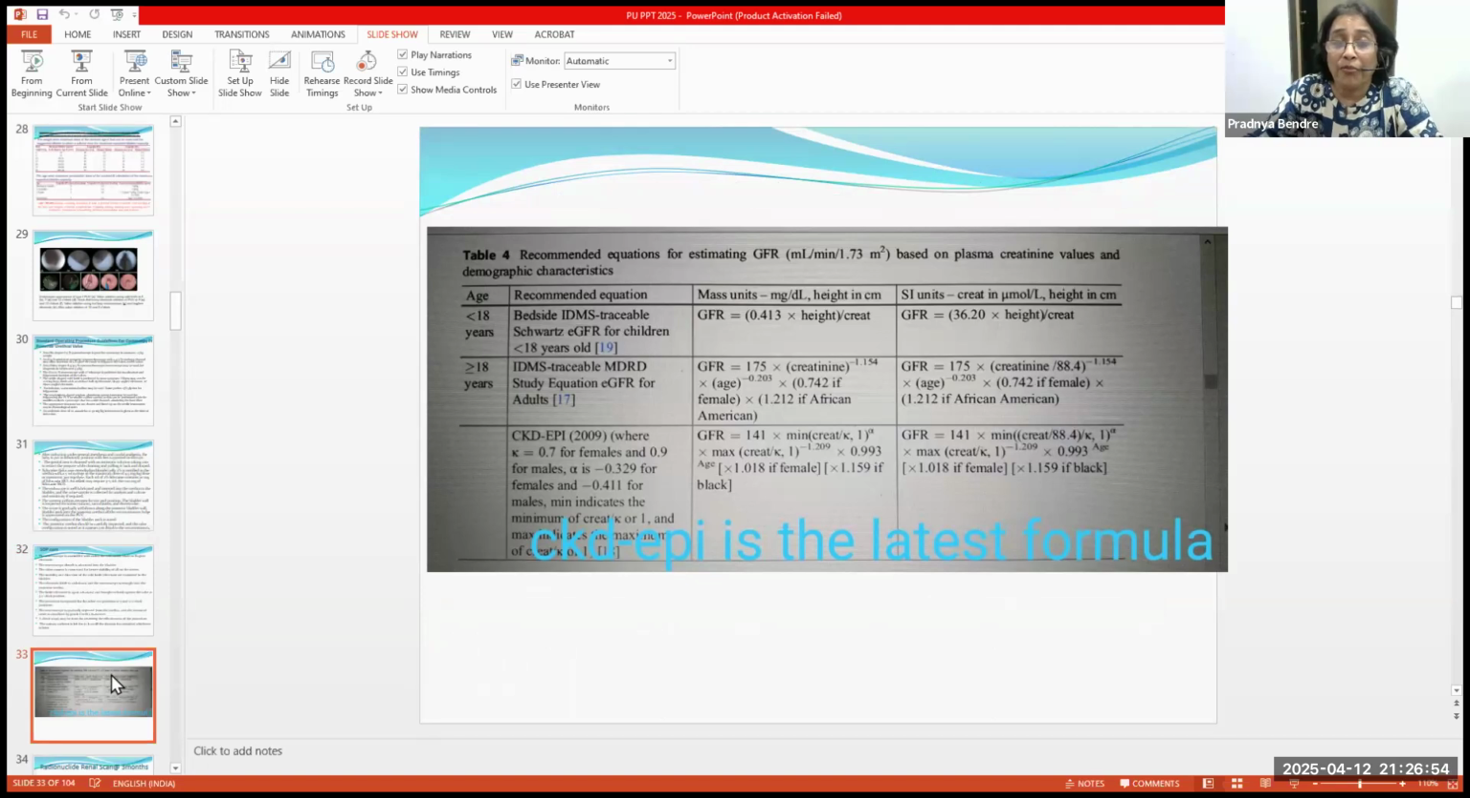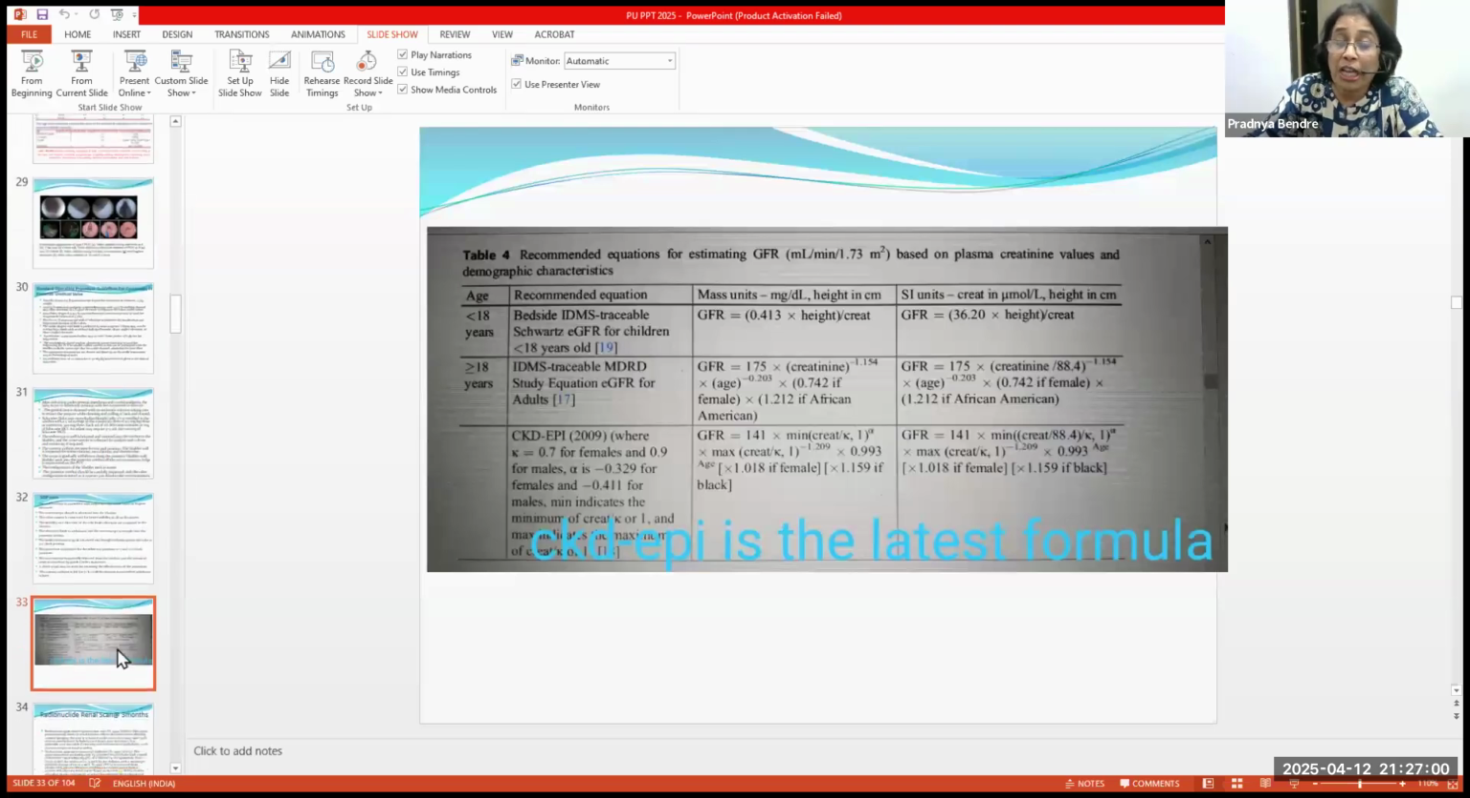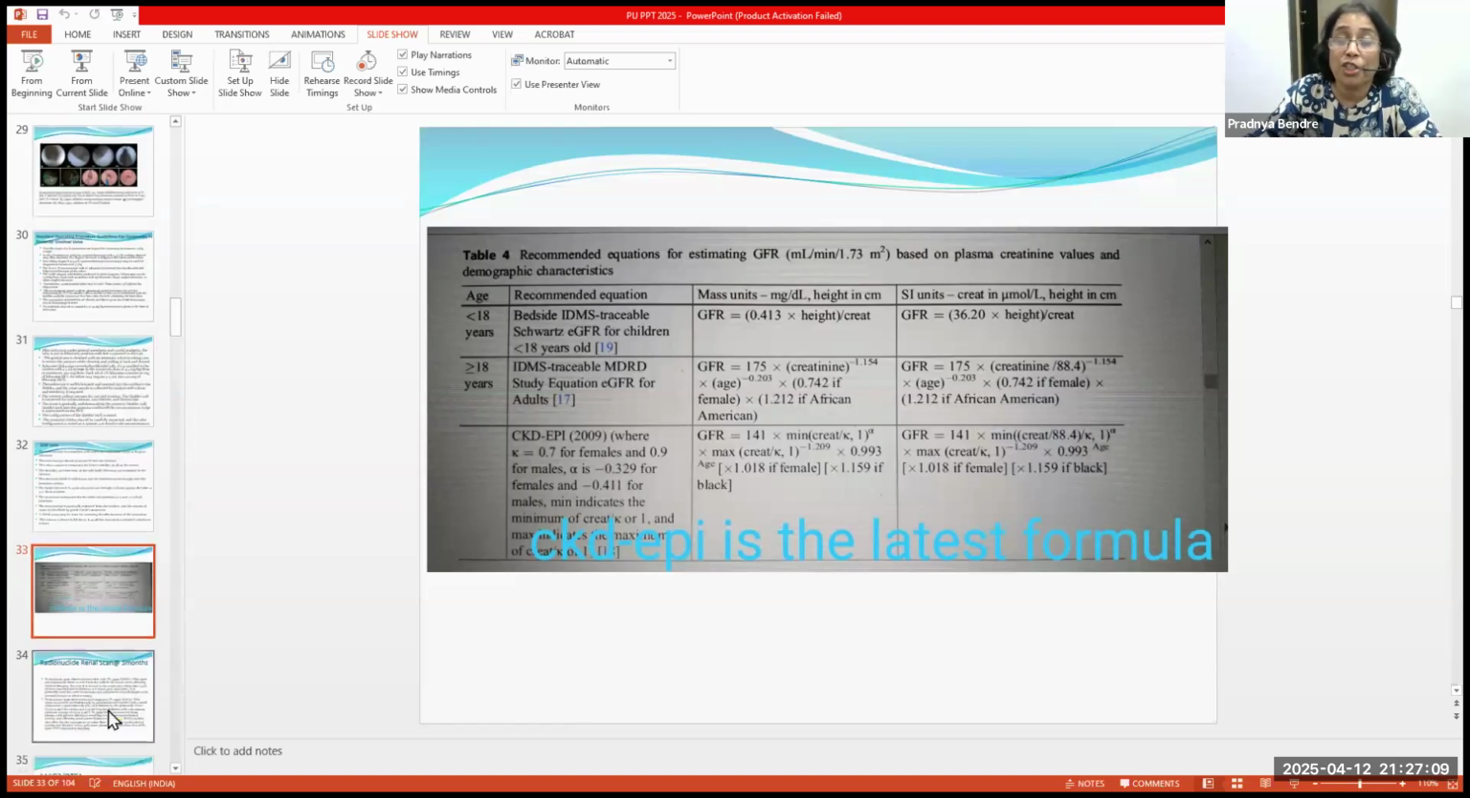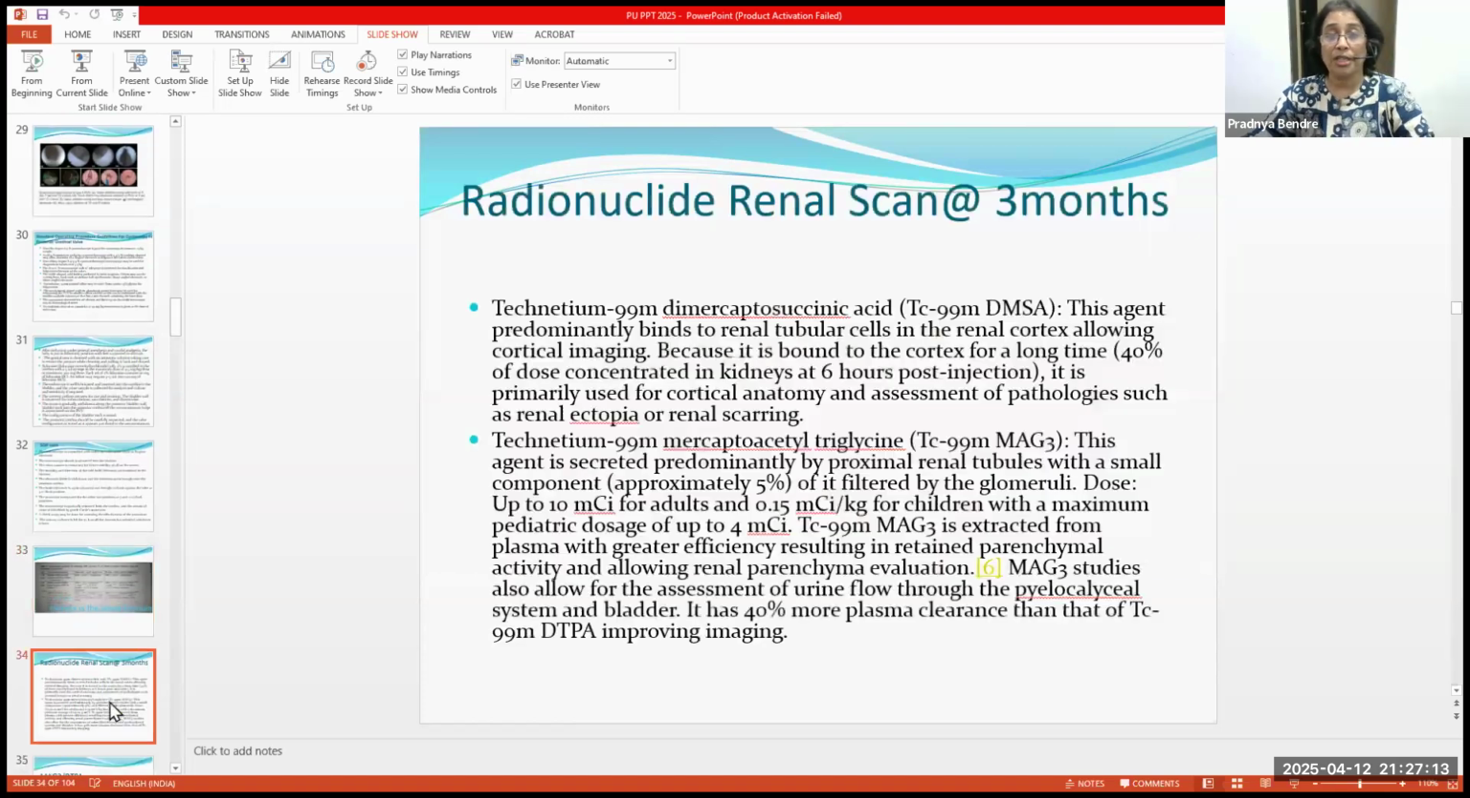We must be very sensitive about knowing the GFR and whether it is increasing or not. It will be very important to involve nephrologists, pediatric nephrologists, from the beginning, and have discussions together to know the outcome of the fulguration.